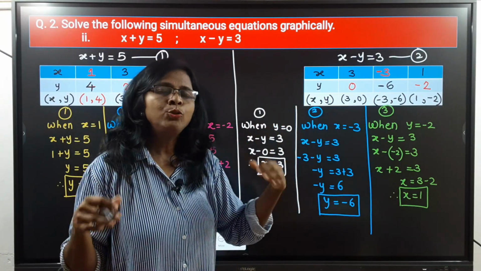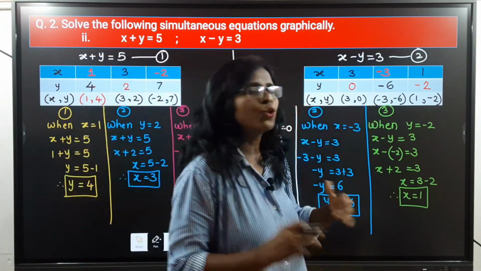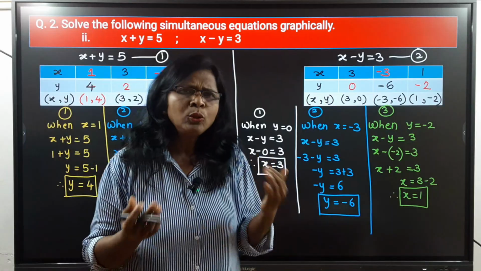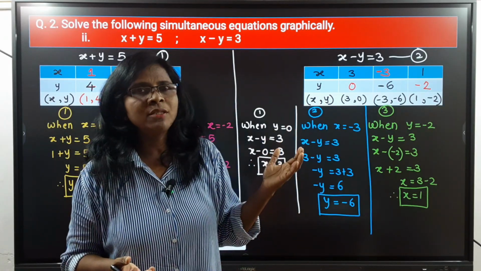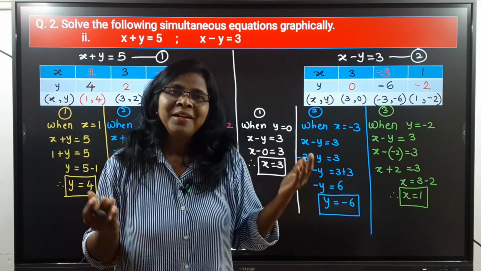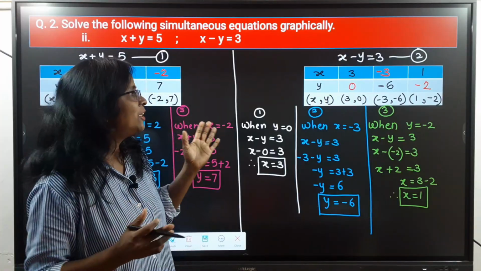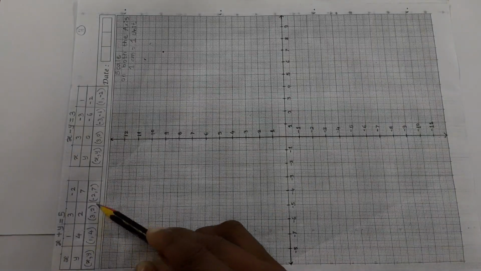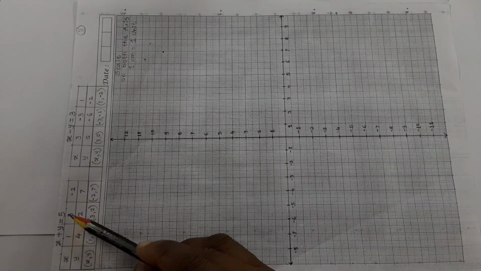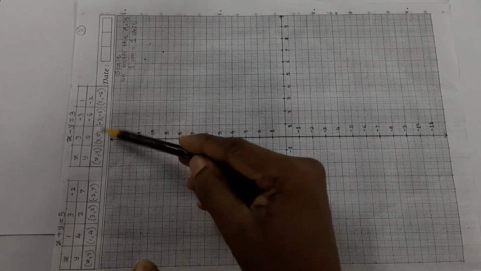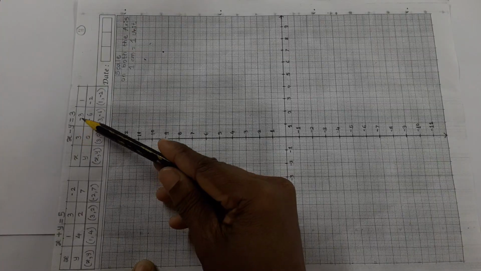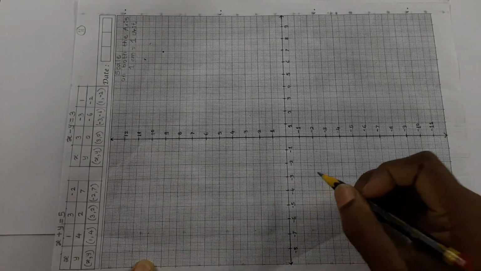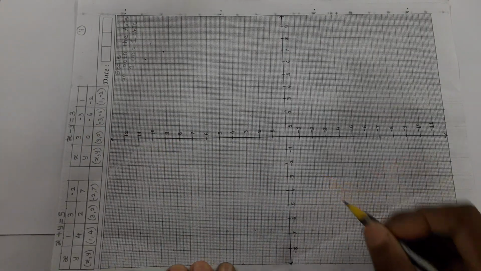Now we are ready to plot these coordinates on the graph paper and to draw the equations. Okay students, on the graph paper, let us draw the graph. Students, these are the coordinates for the equation x plus y is equal to 5, and these are the coordinates for the equation x minus y is equal to 3. Now we plot these coordinates on this graph paper, students.